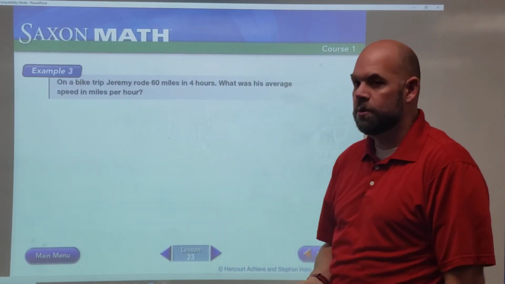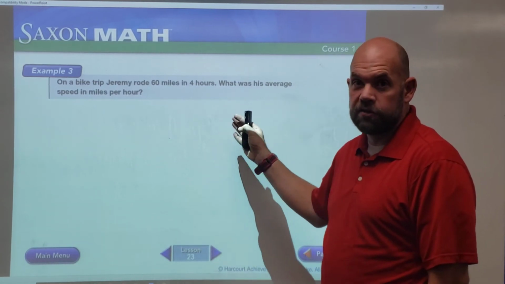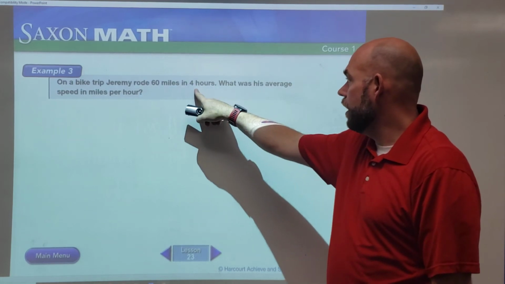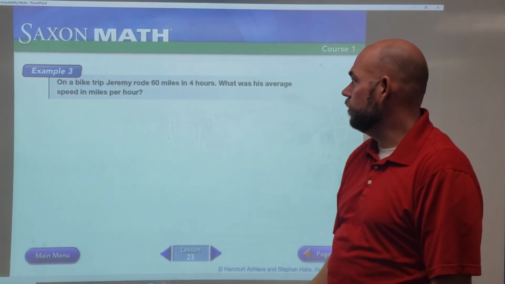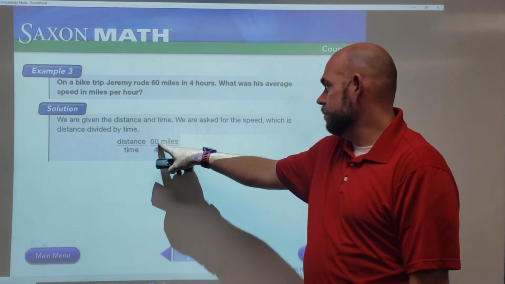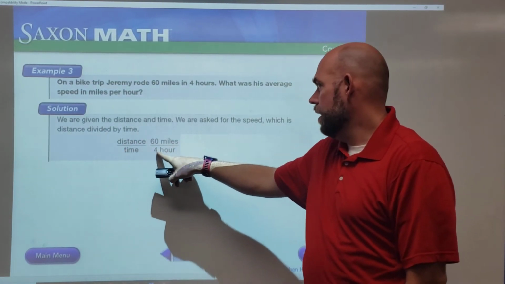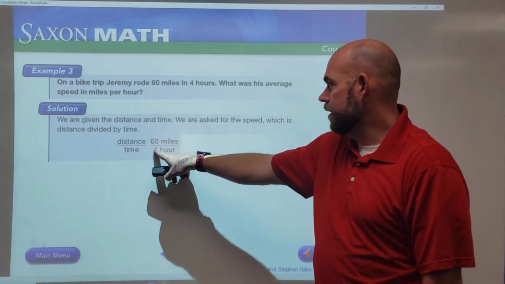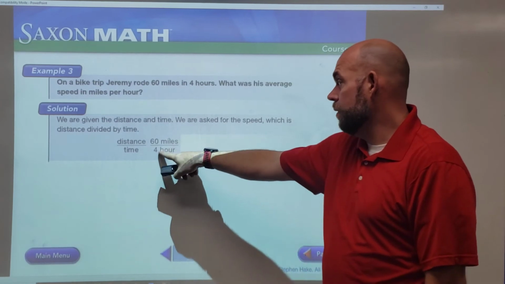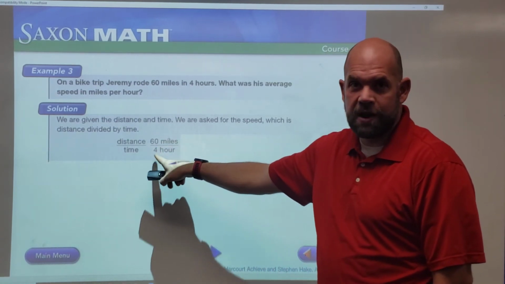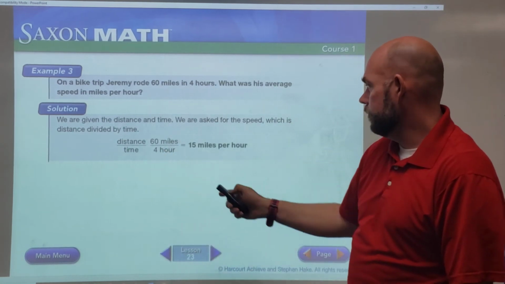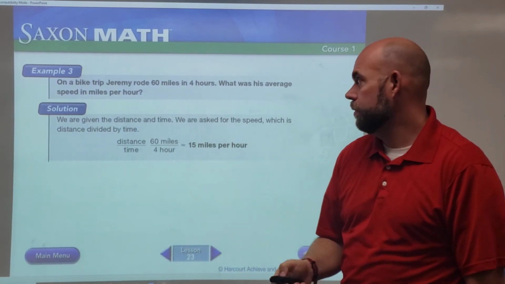So on a bike trip, Jeremy rode 60 miles in 4 hours. Okay, so we know his total time was 4 hours. He rode 60. We're looking at how many miles per hour. Well, we can take the distance, 60 miles, divide by the time, 4 hours. 60 divided by 4 is going to be 15 miles per hour. So it's simply reducing that fraction and saying miles per hour. Okay, so then we get 15 mph, or 15 miles per hour.